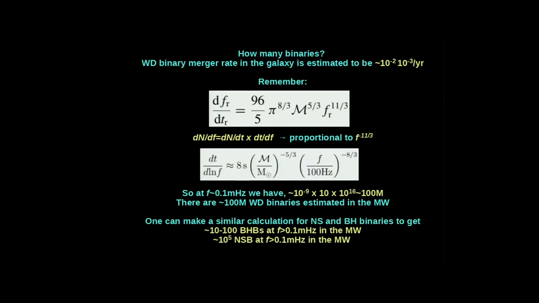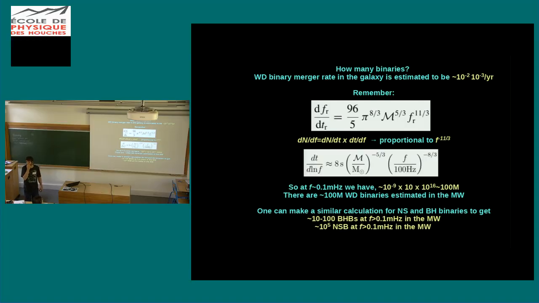Right. So let's see how many such binaries we expect in our galaxy. And here we go back to this magic formula. So the binary merger rate in the galaxy is estimated to be at this level. So you have a merger every 100 to 1,000 years, okay, a merger of a binary system, right? Of mostly white dwarf binaries.